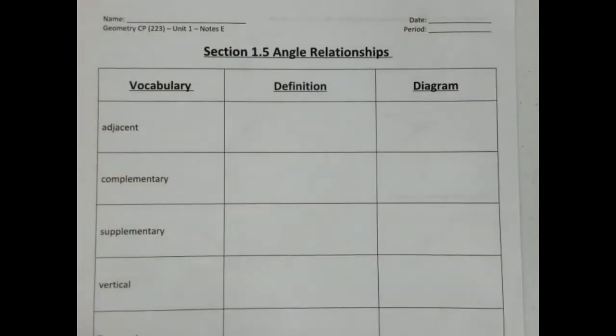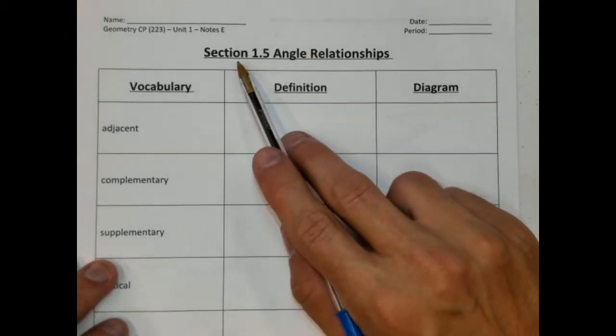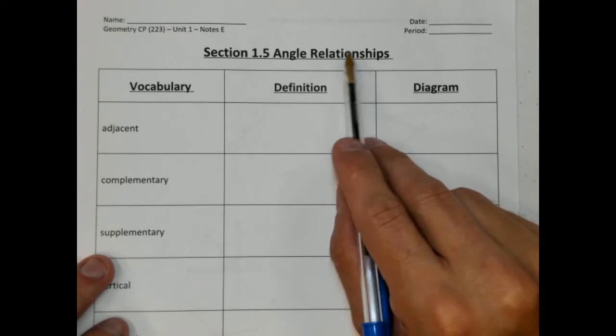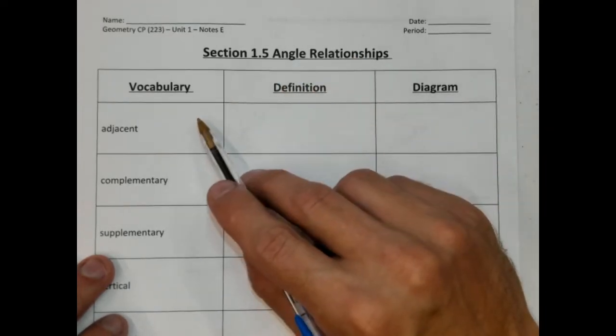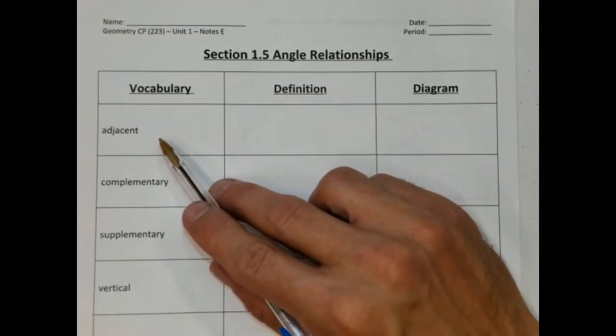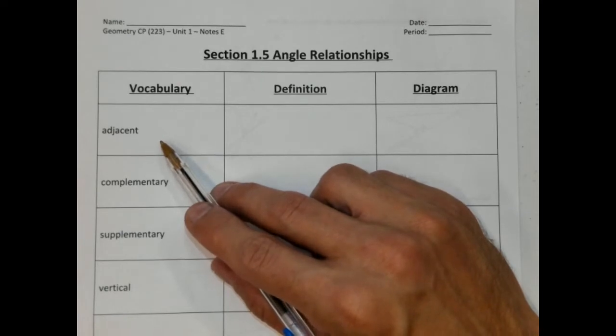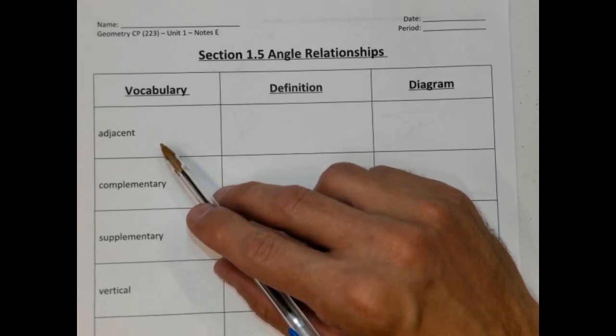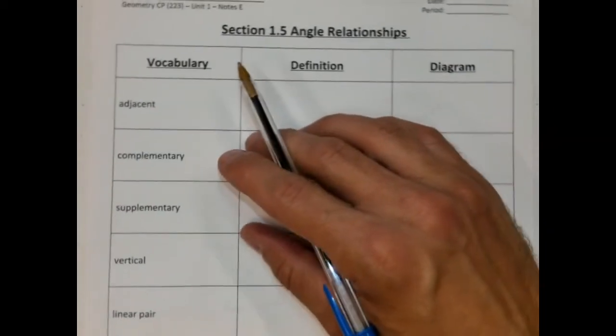Everybody. So today we're going to go over the notes for section 1.5, which is angle relationships. Okay, the first term is going to be adjacent. So adjacent angles. You should probably already know what adjacent means. Adjacent literally means next to, right? But I'm going to give you the by the book definition of these things. So it might be a little wordy, but it is what it is.